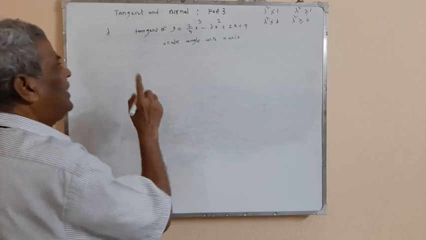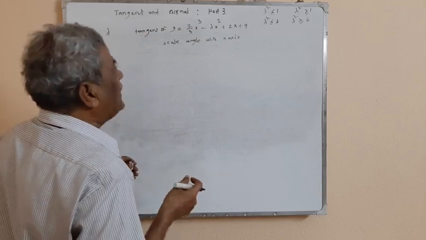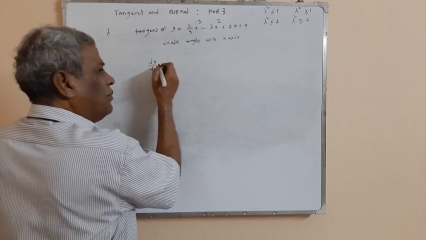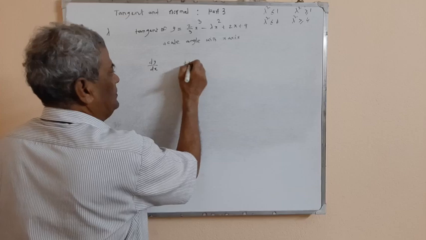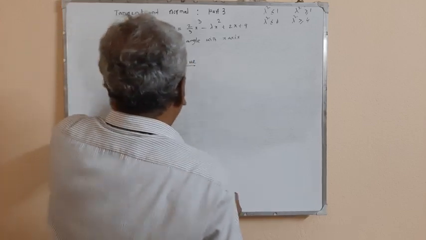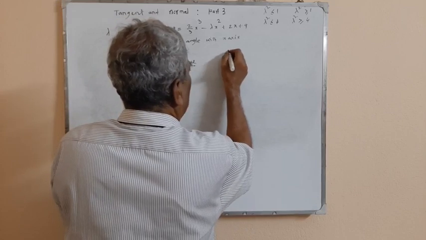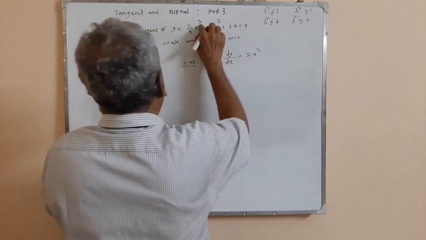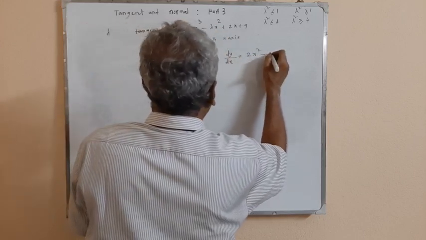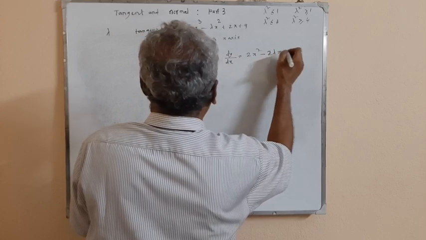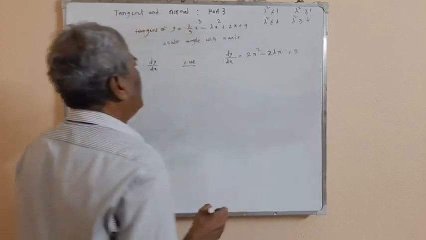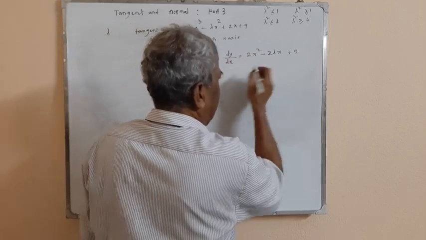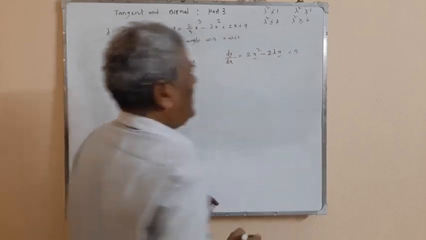So if the tangent makes an acute angle with x-axis, then dy/dx must be positive. From the given equation, dy/dx is equal to 2x square minus 2 lambda x plus 2. So actually dy/dx depends on x and lambda.